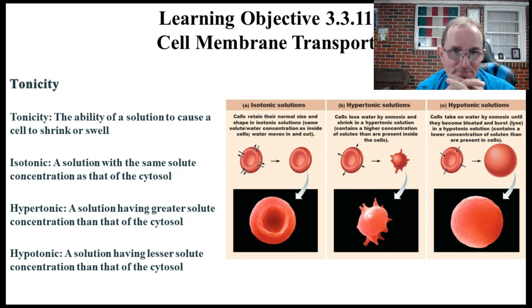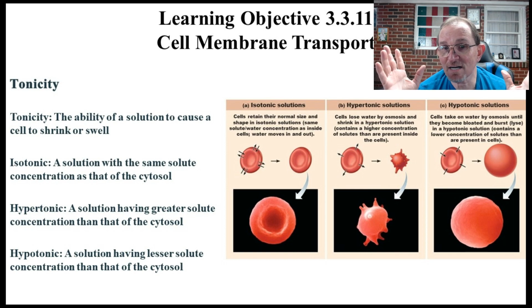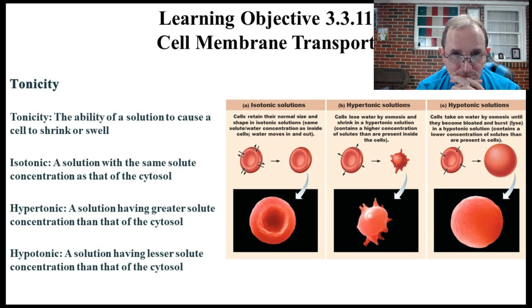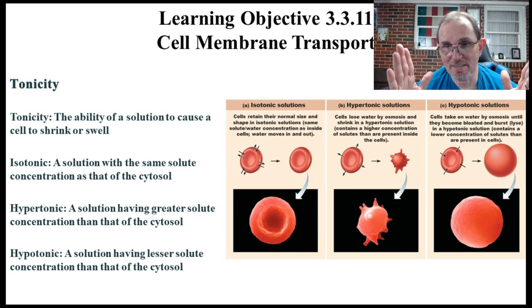Now, tonicity is going to apply to our cells. We've got three possible ways that things can be. Normally, the cell is the same osmolarity, or concentration, inside as outside, which in units is 300 milliosmoles. So when they have the same on both sides, we call that isotonic.